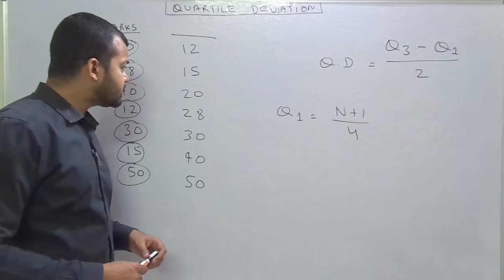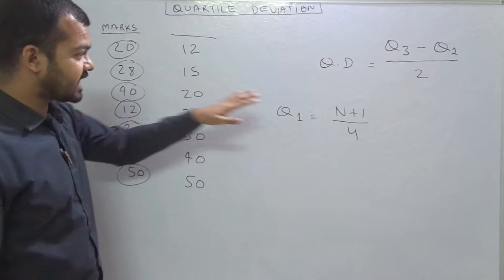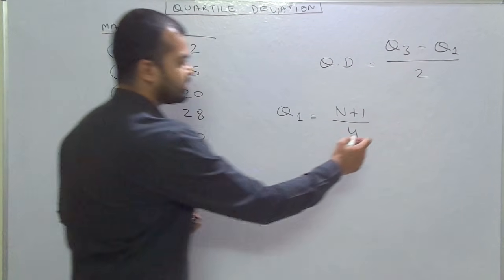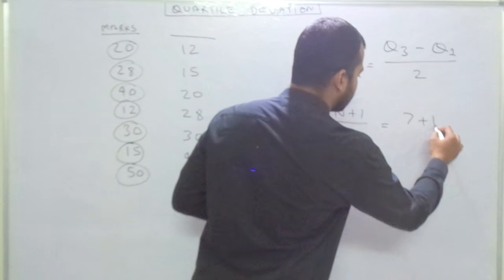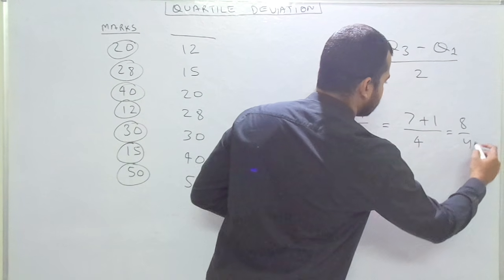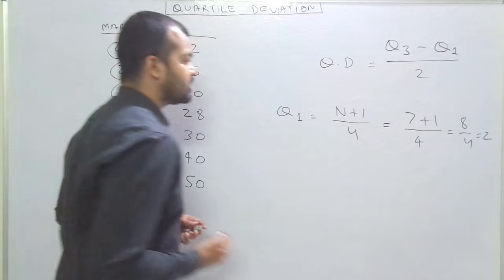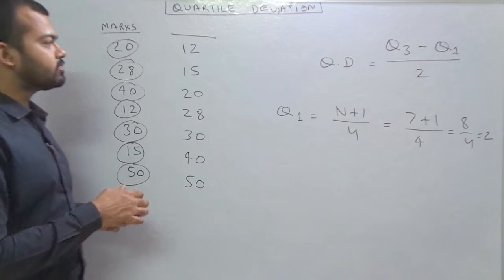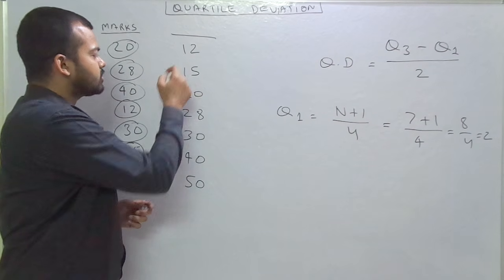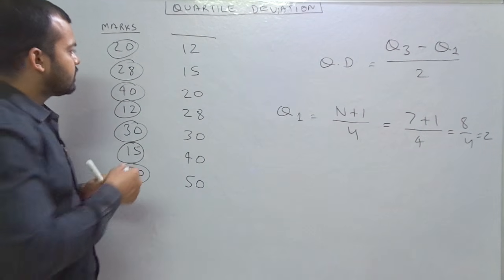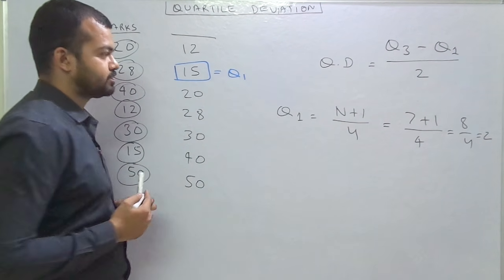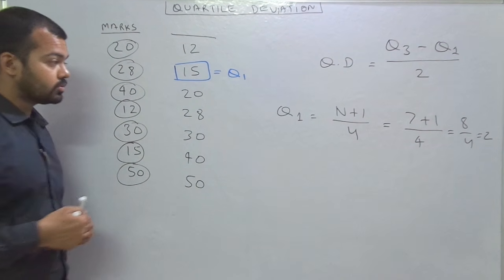Here in individual series you just have to calculate the total number, that is n. 1, 2, 3, 4, 5, 6, 7. It means Q1 is 7 plus 1 divided by 4. The answer comes out as 8 by 4, that is 2. So the value of Q1 is the second figure, that is 1 and 2. So this is your Q1.